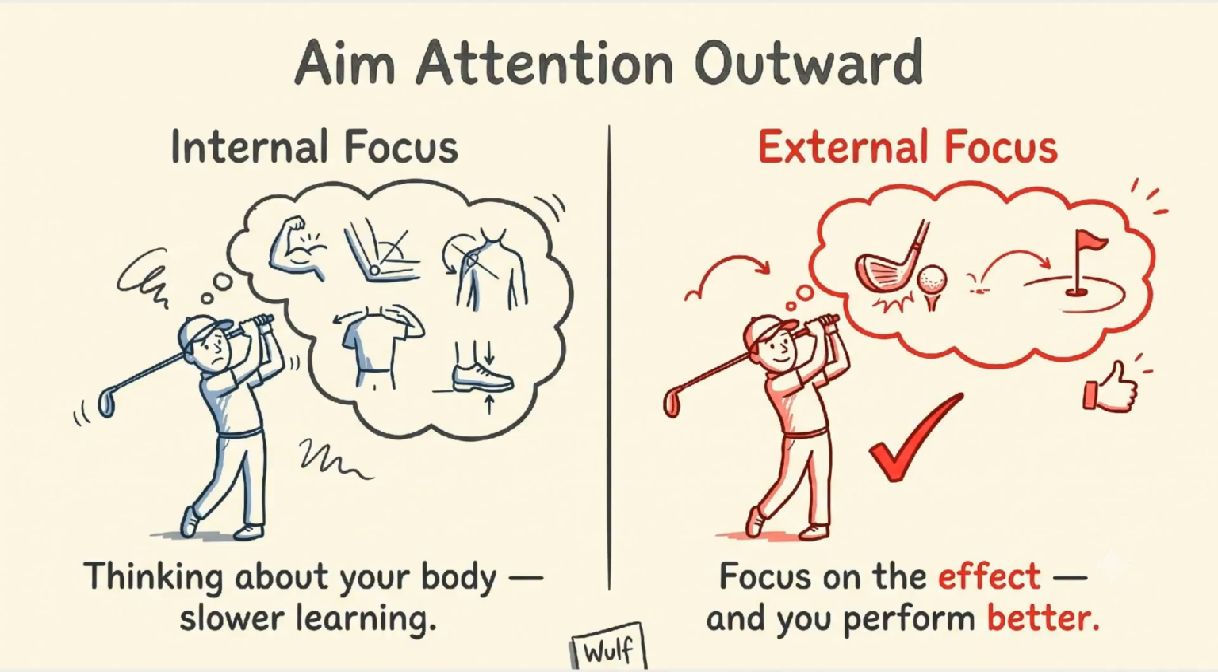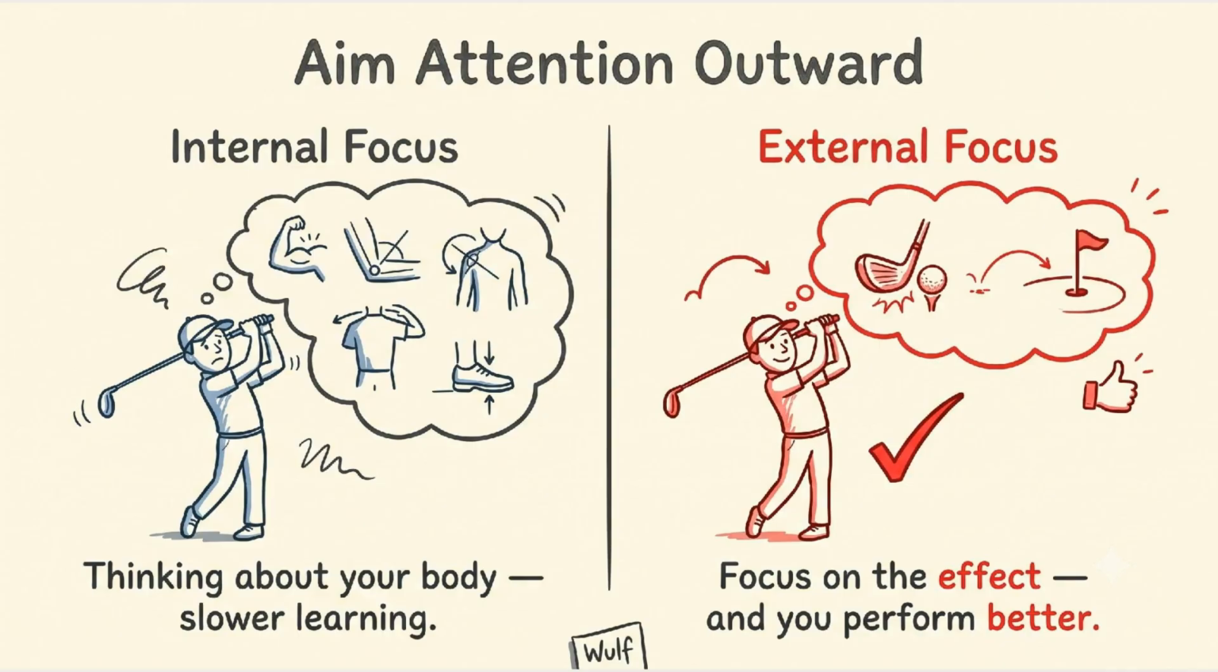An internal cue, bend your elbow, rotate your hips, aims attention inward at the body's mechanics, and it reliably tends to slow learning and to crack under pressure. An external cue, hit the target, send the ball to that corner, aims at the movement's effect, and it speeds learning and improves retention. Gabriele Wulf and colleagues have shown this benefit across an enormous range.